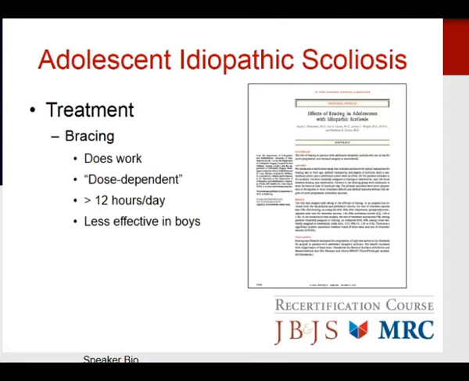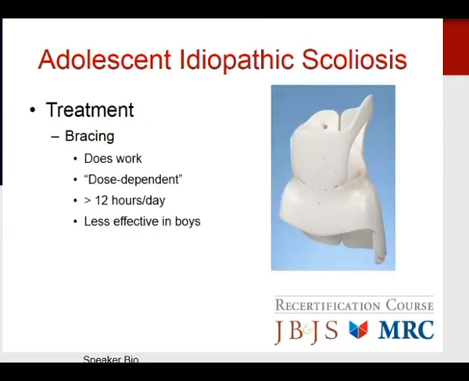Certainly, the effect of bracing is dose-dependent, and authors have recommended different amounts of time per day, including 12 hours, 16 hours, and 23 hours. However, what is known is the more you wear the brace, the more effective it is. Dr. Carroll and her colleagues at Scottish Rite demonstrated that bracing may be less effective in boys. This is an example of the most commonly used brace, which is a Boston type custom molded TLSO brace.